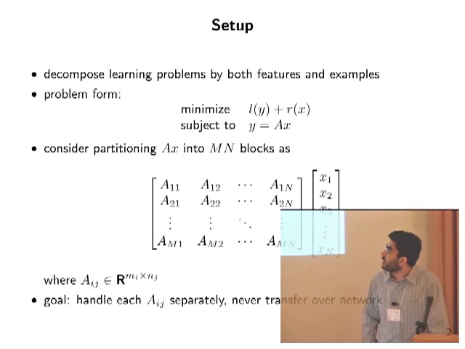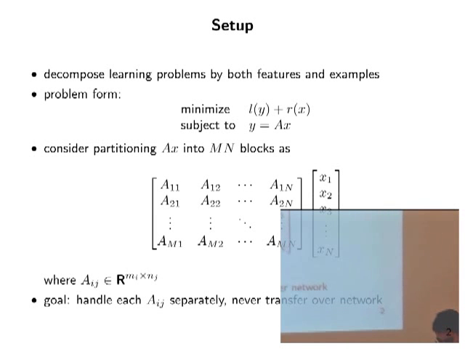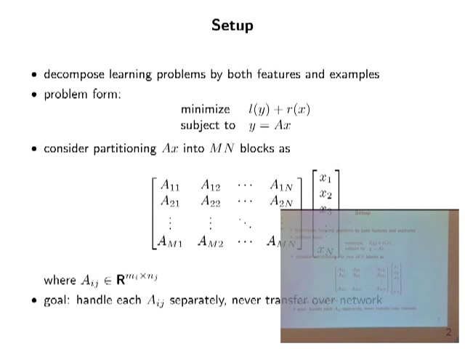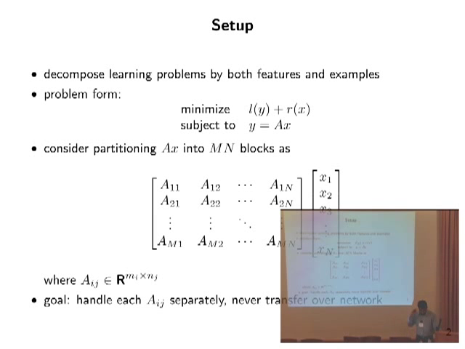So the problem we're considering is how to decompose learning problems by both features and examples at the same time, potentially. And the problem form we're going to look at is essentially regularized loss minimization. So we're writing it as minimize L of y plus R of x subject to y equals Ax. Here A is the feature matrix and x is the parameter vector. And the reason we're writing it in this slightly unusual form is it'll make some of the decomposition stuff easier when we get to that a little later in the talk. We'll see why.